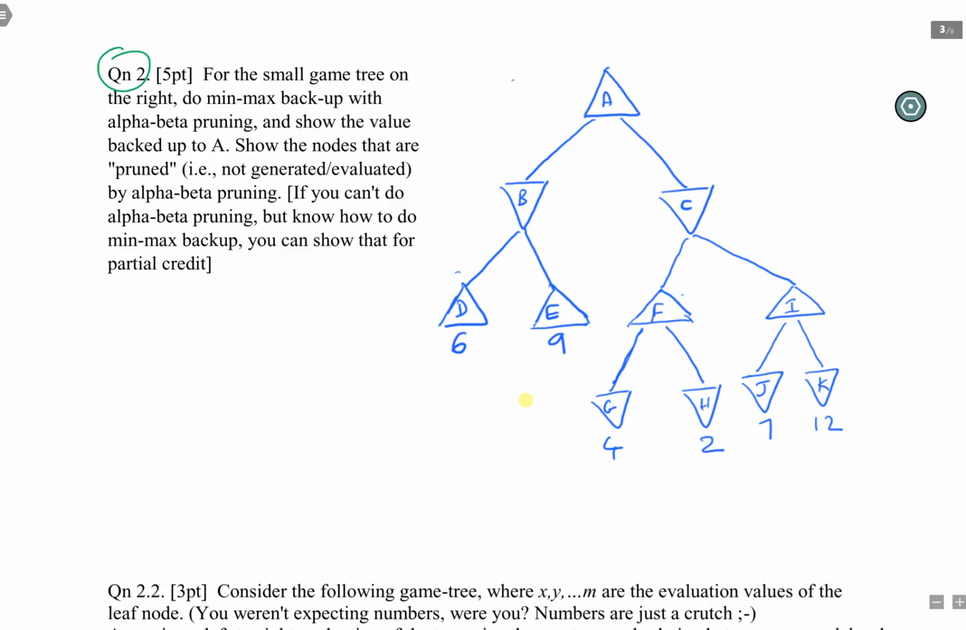Okay, so let's do question 2 now on alpha beta pruning, and I'll do alpha beta pruning and minimax at the same time, so you'll see what's going on. You start from A to B, B to D, and then you find that D is a terminal node, D has value 6, which basically means B is less than or equal to 6.